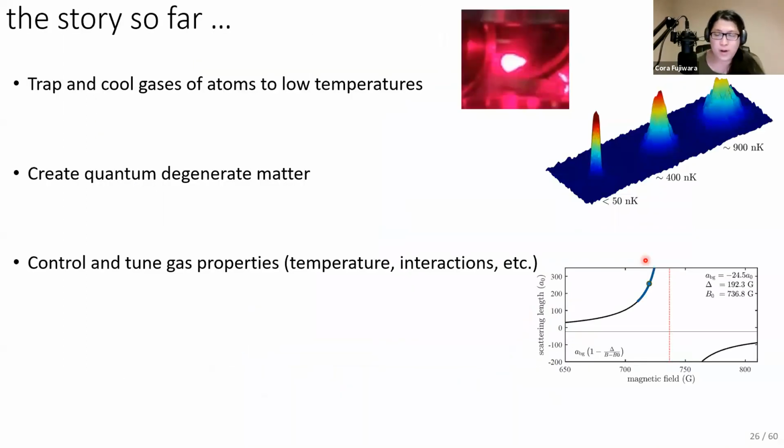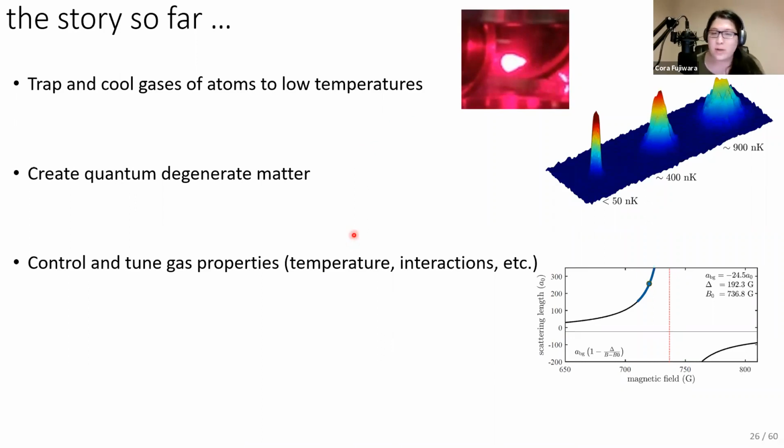So the story so far, this sort of whirlwind story, is that I can use light, namely lasers, to trap and cool these gases down to cold temperatures. And I can then use these techniques to create quantum degenerate matter, where I'm really starting to see the many-body quantum behavior of these materials.